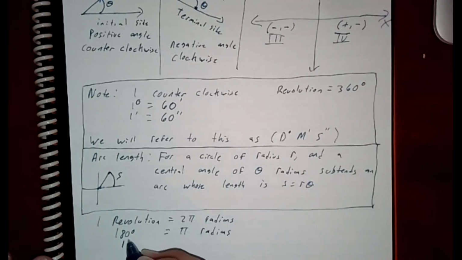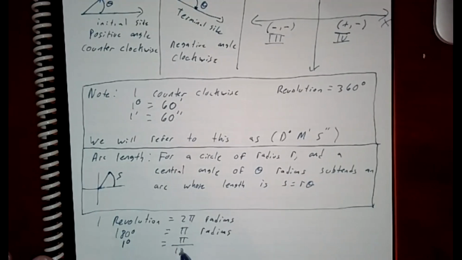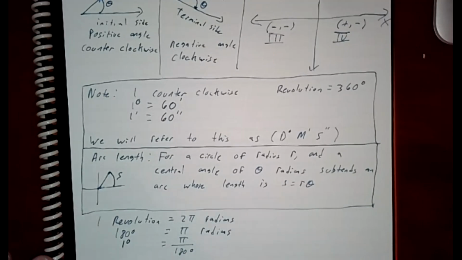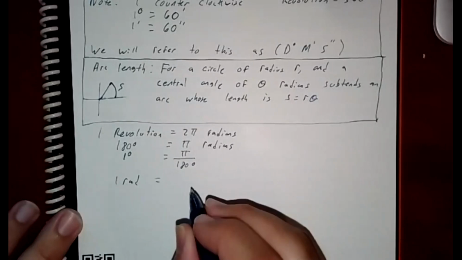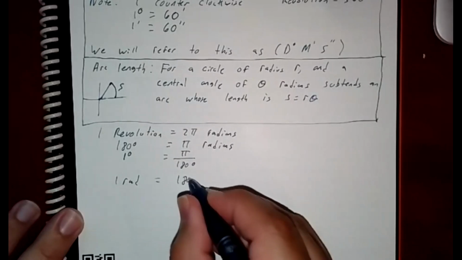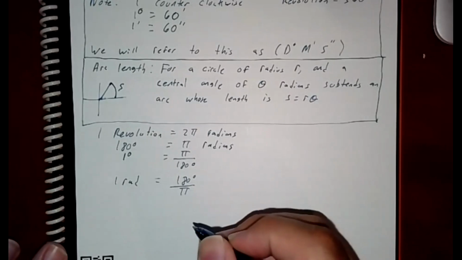One degree is equal to pi over 180 degrees. 1 rad is equal to 180 degrees over pi. Okay.